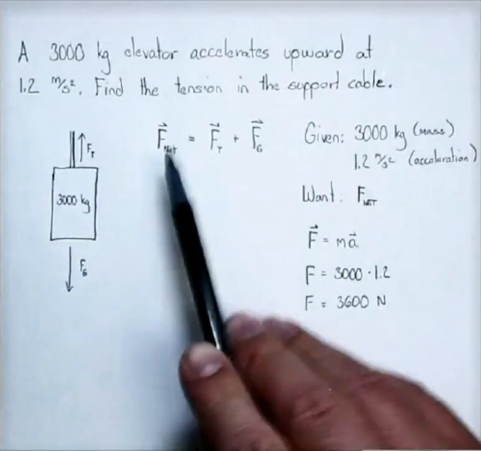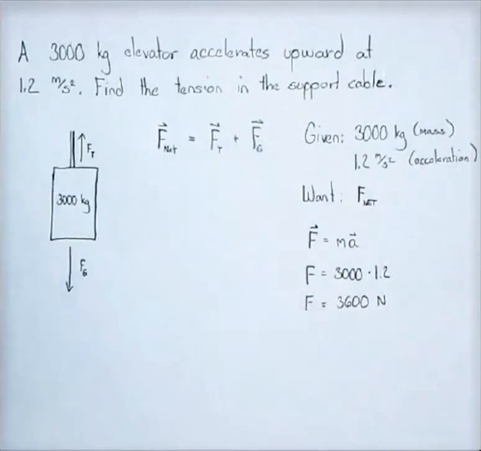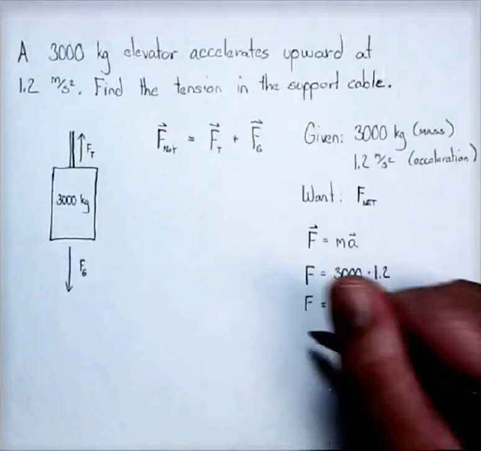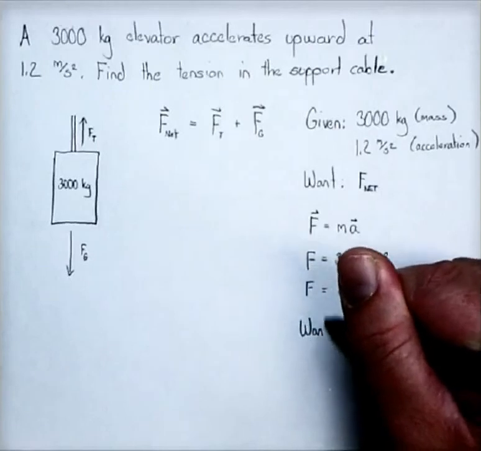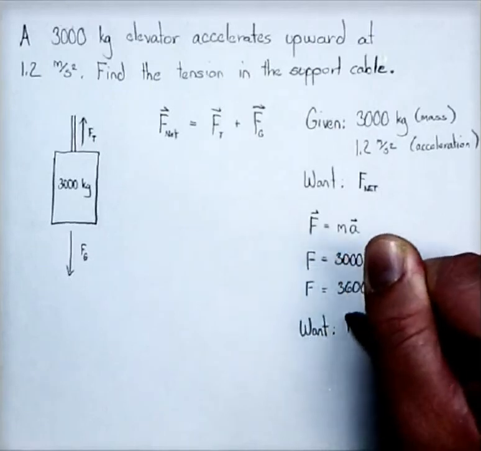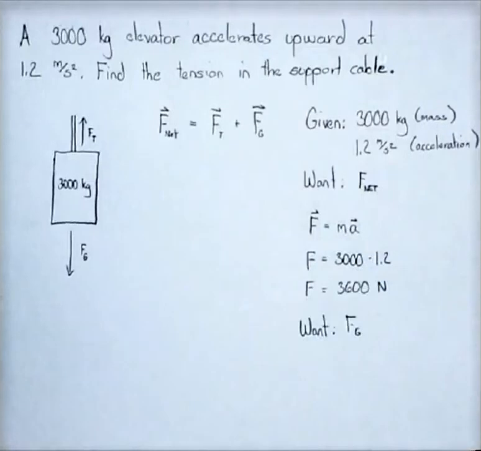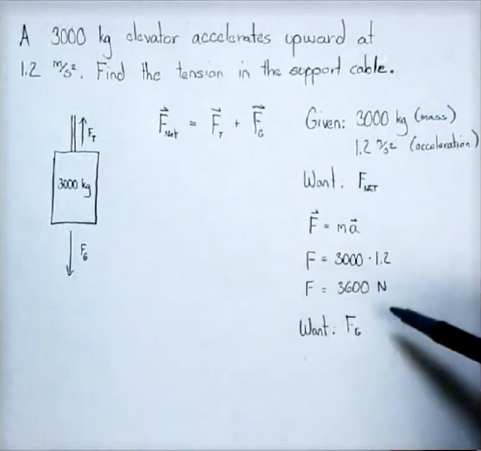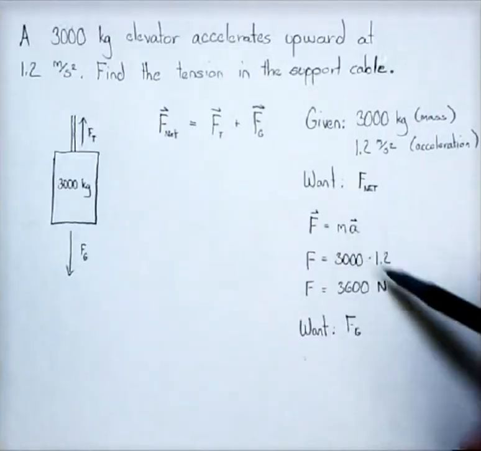Now we know that piece of the puzzle. We need to go out and get the other piece, the force due to gravity. So I'm going to list now a second want. What do I want now? I want the force due to gravity. And I need to think about how to find this. Of course, I already know. Weight is equal to mass times the acceleration due to gravity, 9.8.